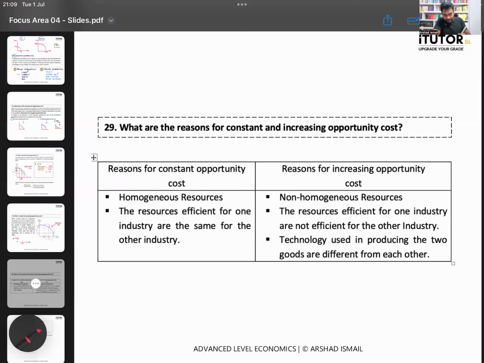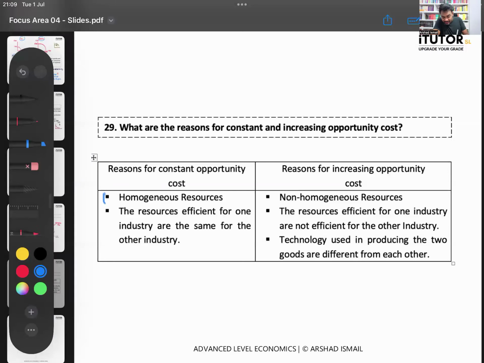Now, if the resources between the two goods that you're producing are homogeneous, let's say, for example, something like bread and bun. If you take something like bread and buns, the resources are almost similar, no? You need an oven, you need a tray, you need flour, you need a baker. Resources are almost similar, no? So if resources are similar, homogeneous, you can have constant opportunity cost.